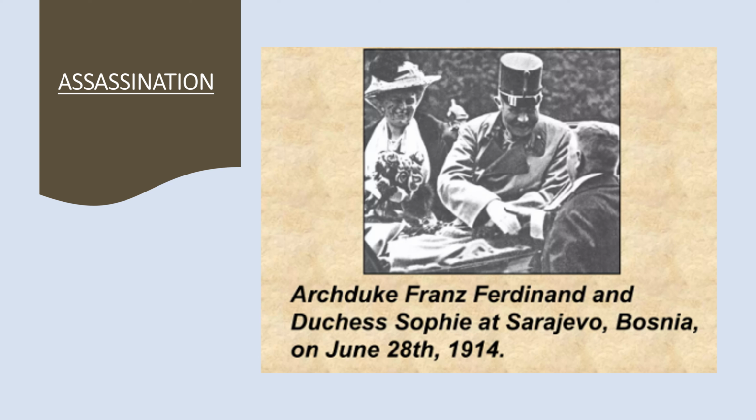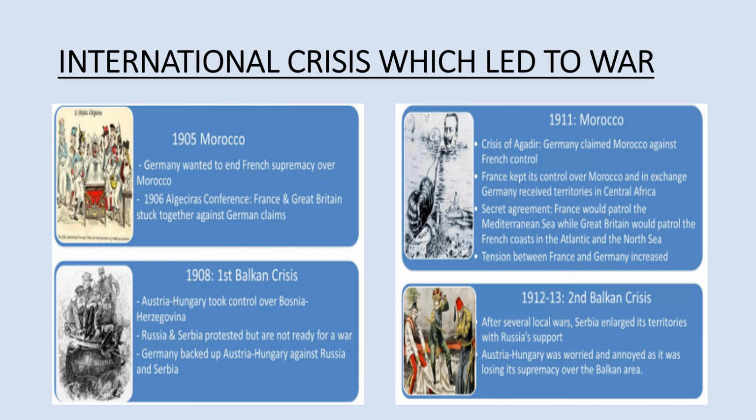The immediate trigger of World War One was the assassination of Archduke Franz Ferdinand of Austria-Hungary and his wife on June 28, 1914 in Sarajevo, Bosnia. The assassin was a member of a nationalist group seeking the independence of South Slavic peoples from Austria-Hungary. There are some other reasons that actually led to the war and conflicts between the powers.